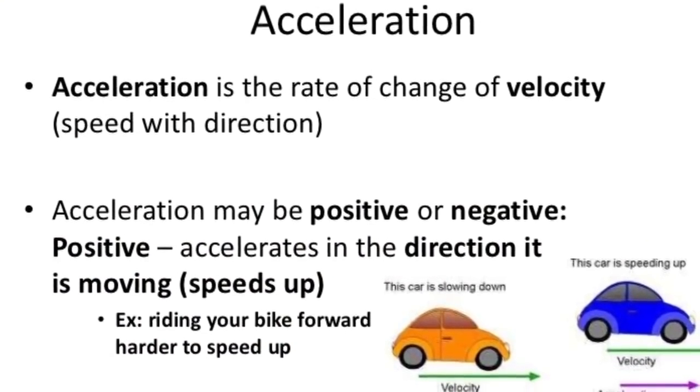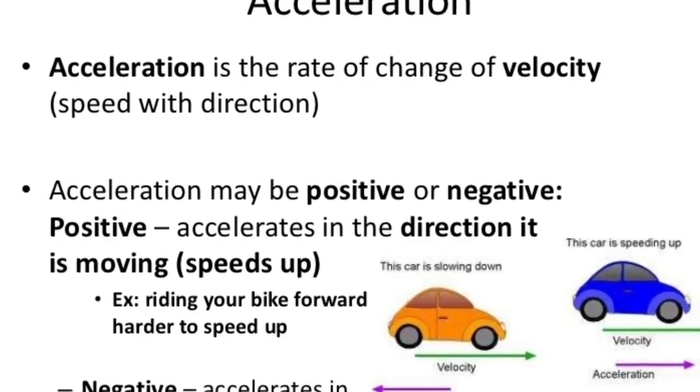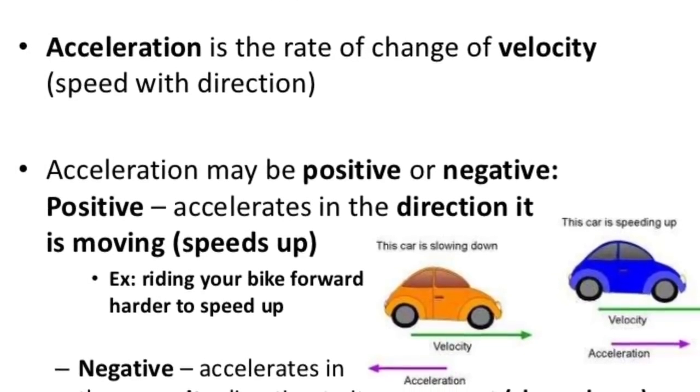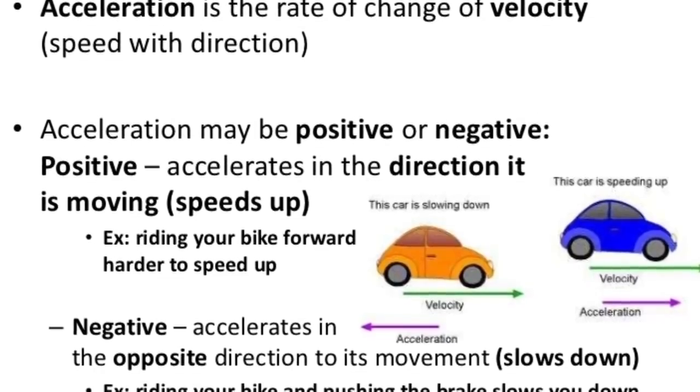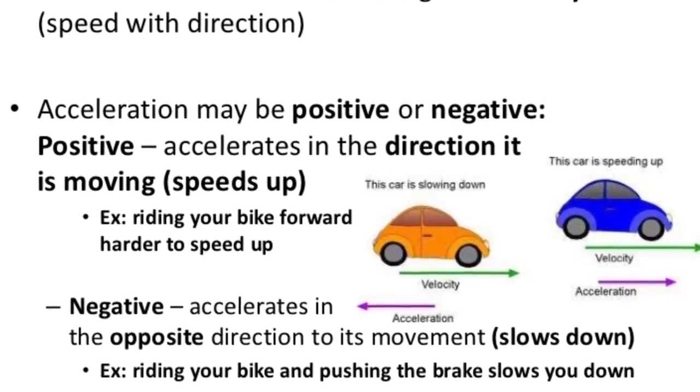Because acceleration just measures the change of velocity, the speed with direction, it can be positive or negative. A positive acceleration would mean that the object is speeding up. A negative acceleration would mean that the object is slowing down.